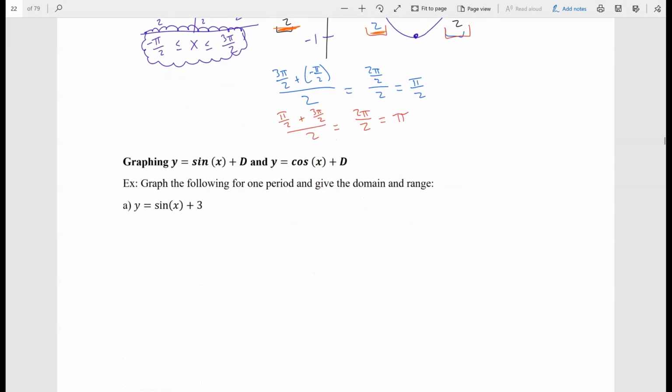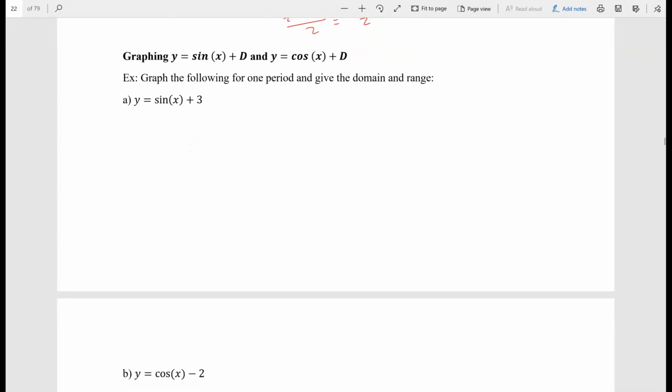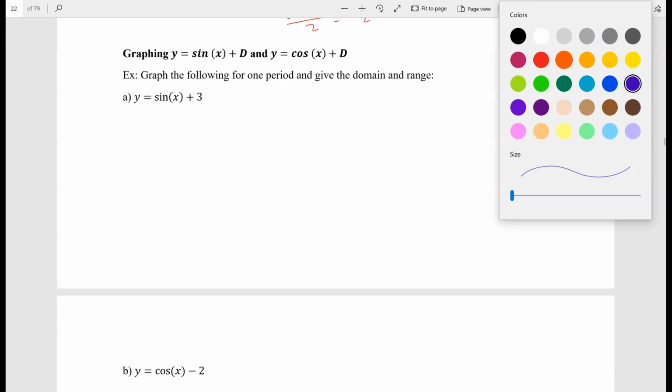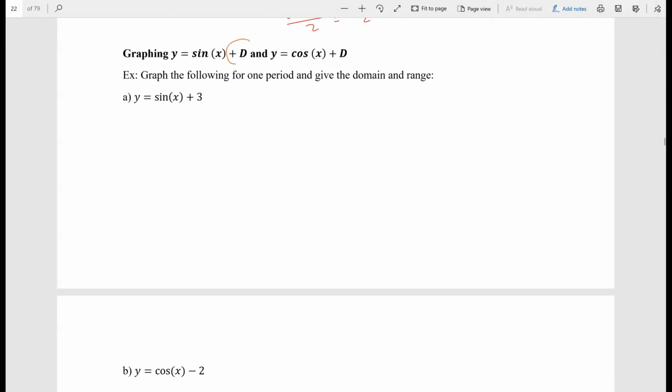Now, we're going to include this next thing in this video, which is the vertical shifts, which is basically what happens if I add a d on the outside. Okay, what happens if I do that? Remember that if you add d, you're going to shift up d units. And if you subtract by d, you're going to shift down d units.